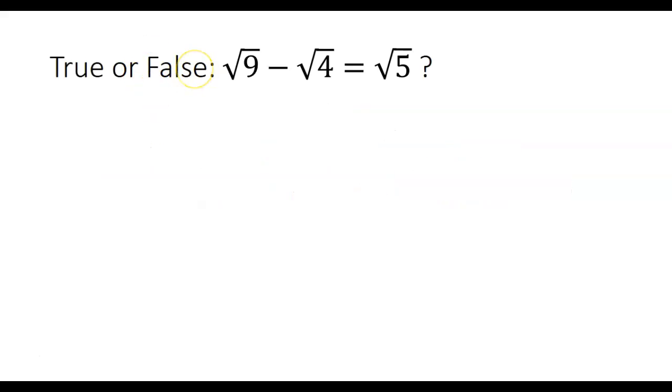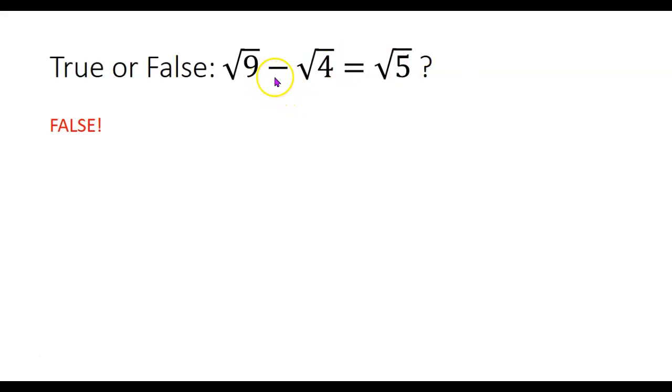Okay, first of all, true or false? The square root of 9 minus the square root of 4 equals the square root of 5. Well, let's work it out. What is the square root of 9? It's 3. What is the square root of 4? It's 2. What is 3 minus 2? 1. And is that the same as the square root of 5? No. The square root of 5 is not 1.